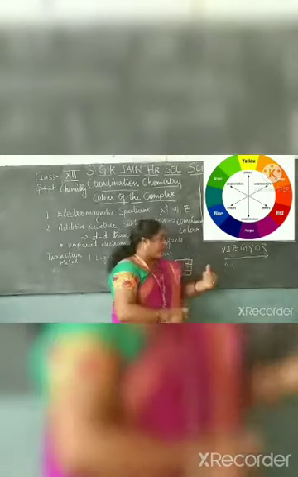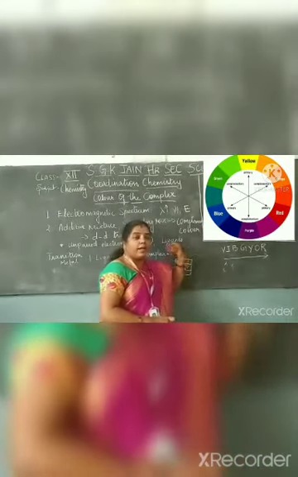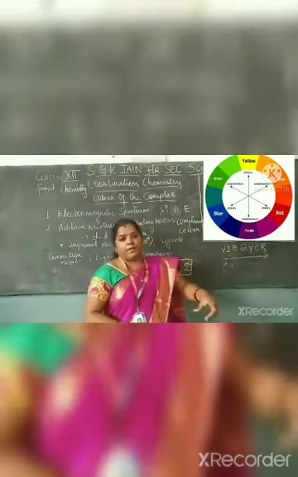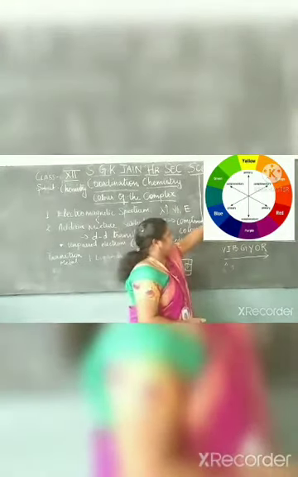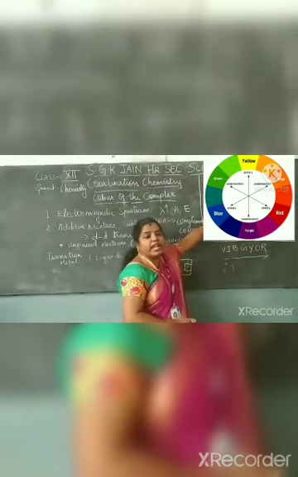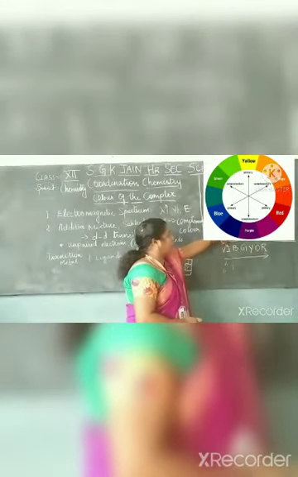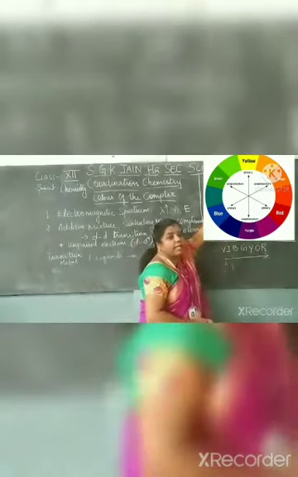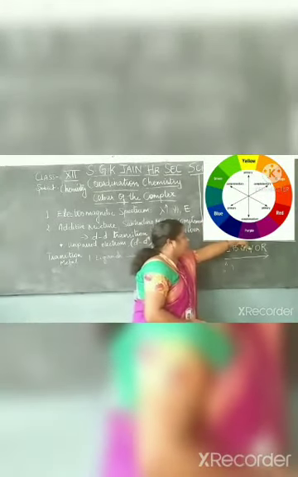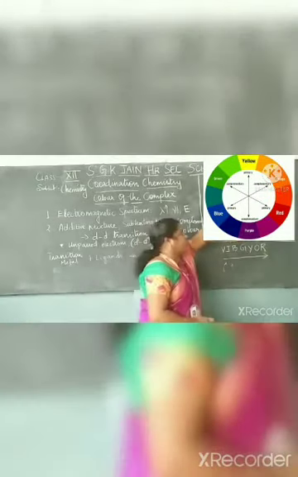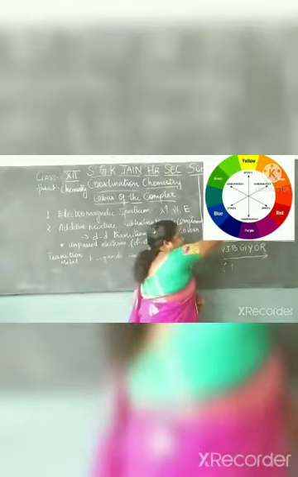One has been absorbed from the visible light and the remaining color is what we see. Okay, so if the red color has been absorbed, we can see the green color. If yellow color has been absorbed, we can see the blue color. If orange color has been absorbed, then the complementary color is seen.